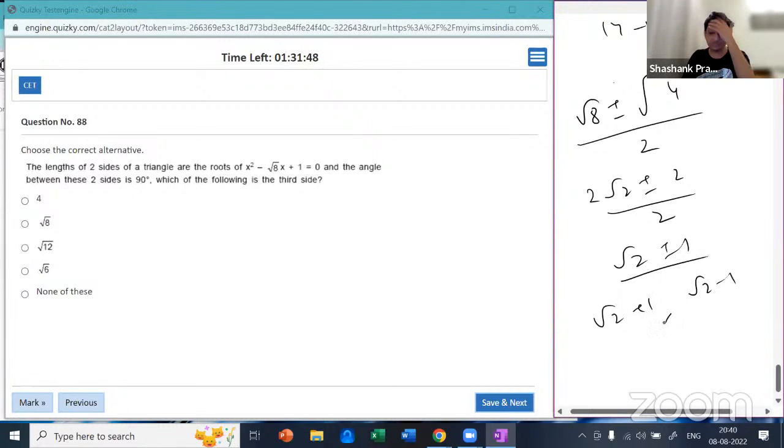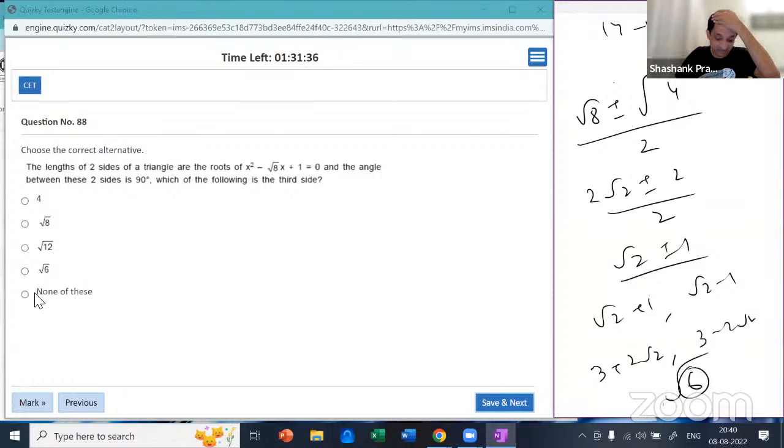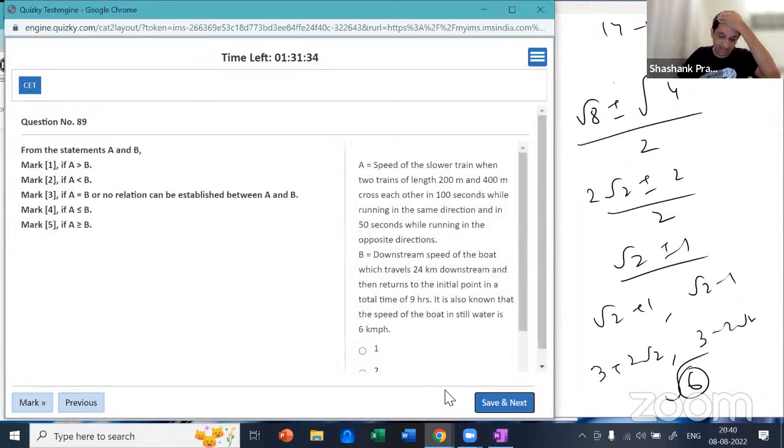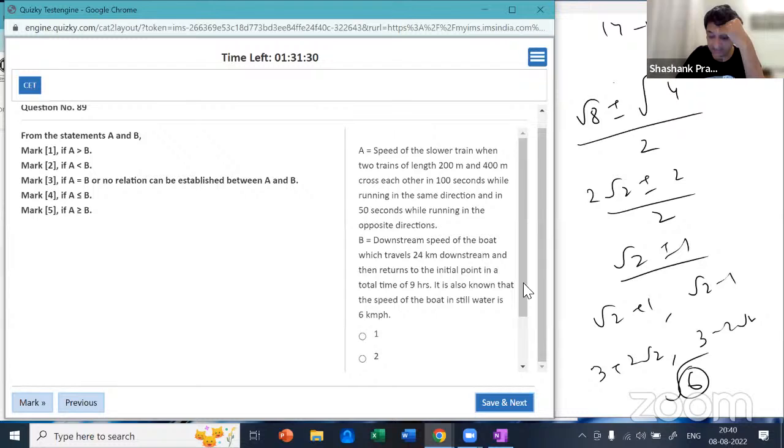Third side nikalna hai. Square of this will be 2 plus 1, 3, 3 plus 2 root 2. Square of this will be 2 plus 1, 3 minus 2 root 2. Sum of these will be 6. So the third side will be root 6. I think that should be the answer. Let's see. Okay, this is very painful. At least seems painful.